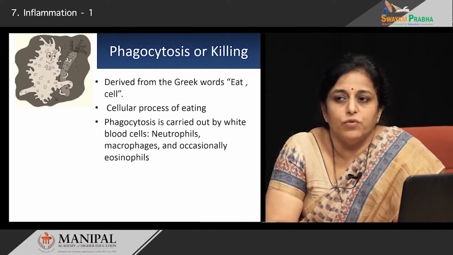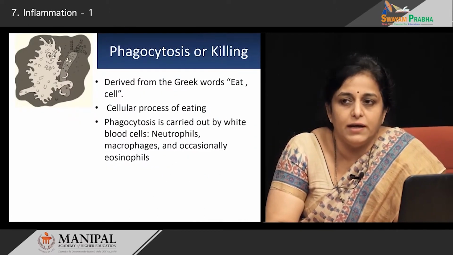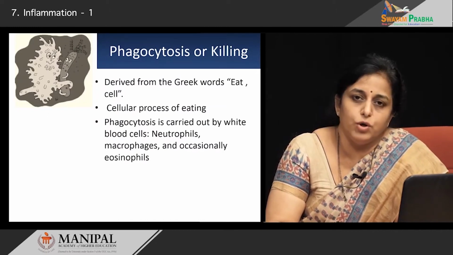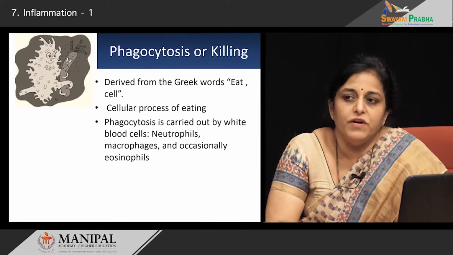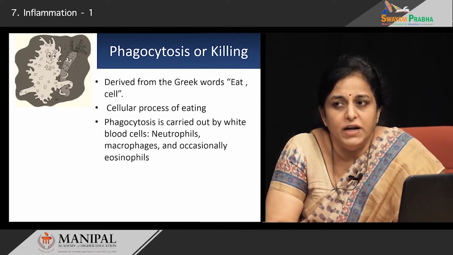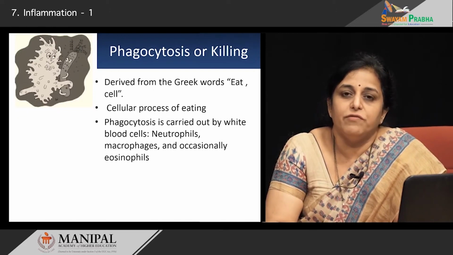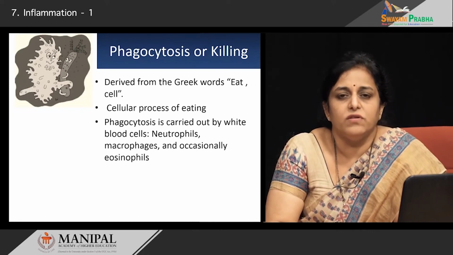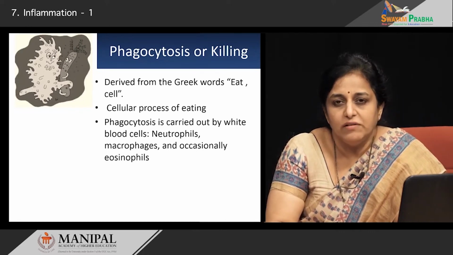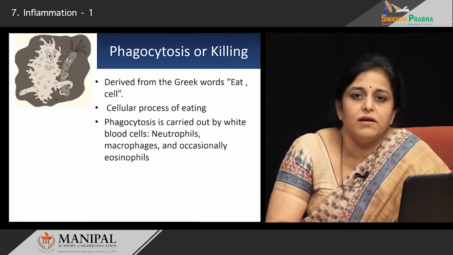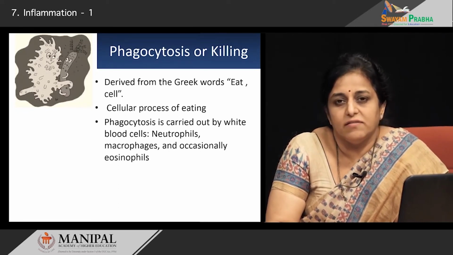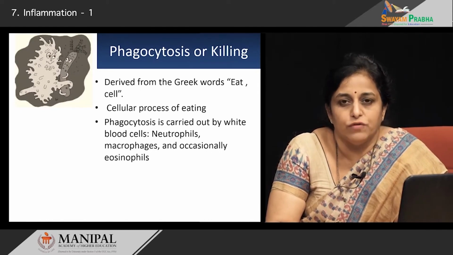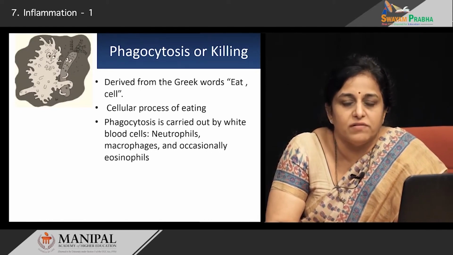Next, coming to phagocytosis, which is the actual process of killing of the injurious agent. Phago means eat, cyto is cell. So, it is a process of eating by the cells. Cellular process of eating is phagocytosis. Now, we have already learned phagocytes are neutrophils, macrophages, and to some extent eosinophils. When we talk of phagocytes, we are mostly talking of neutrophils and macrophages, and in occasional cases, for example, when there is a parasite or there is an allergen, you find eosinophils, but mostly it is the neutrophils and the macrophages.